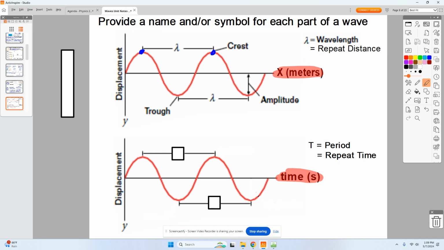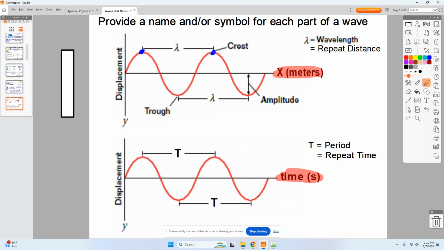So this is no longer a graph of displacement versus position. This is now displacement versus time. This would no longer be a wavelength. It'd be called a period. So now that would be a period value, the time between successive crests.